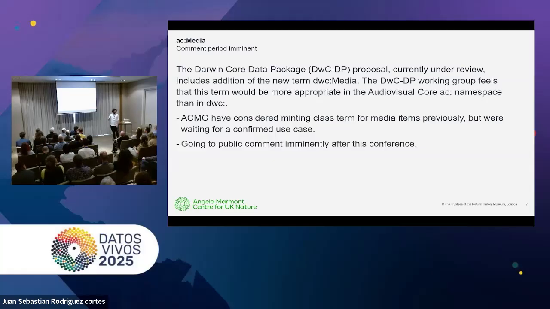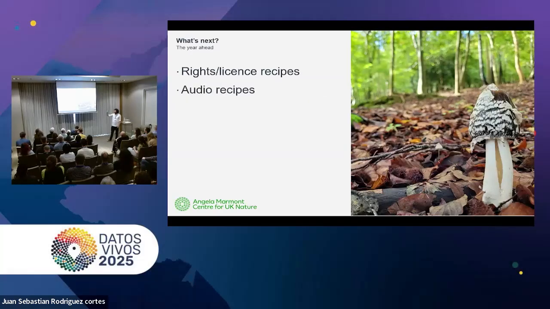We really want to get this, or need to get this done, within the 90-day comment period for the Darwin Core data package. So this will be a 30-day comment period, and hopefully we can align everything there. And the year ahead: we've got plenty of things going into public comment.